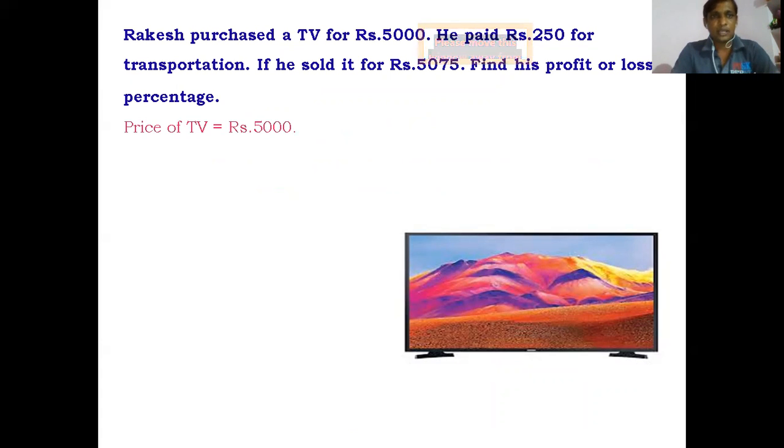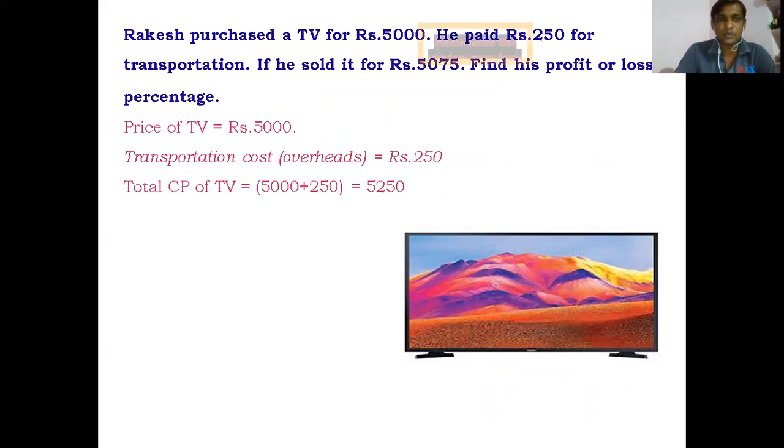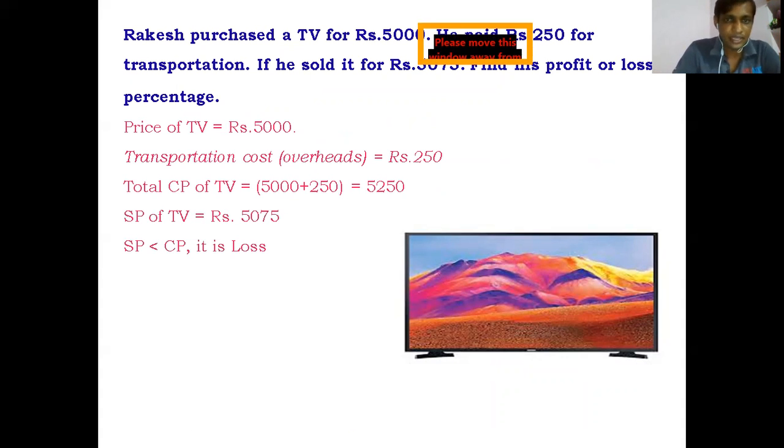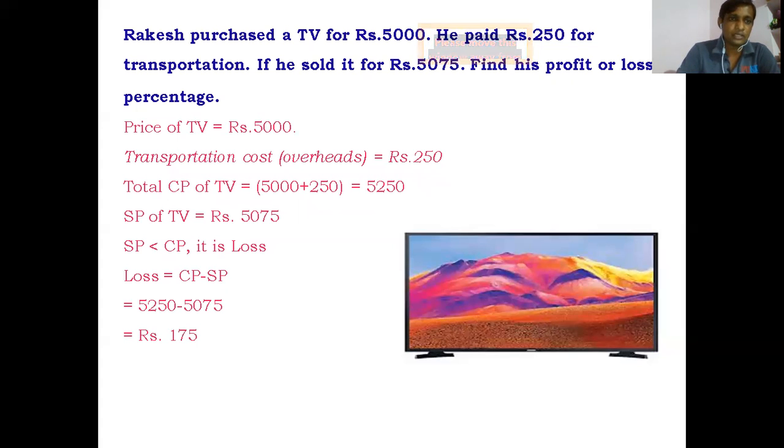So here the price of the TV is 5,000 rupees. Transportation cost is 250 rupees. Now the total cost price of the television is equal to 5,000 plus 250, so the total amount will be 5,250 rupees. And the selling price is 5,075. So here SP is less than CP, then it is a loss. Loss is equal to cost price minus selling price, that's 5,250 minus 5,075, which is equal to 175 rupees. That means Rakesh is getting a loss of 175 rupees.